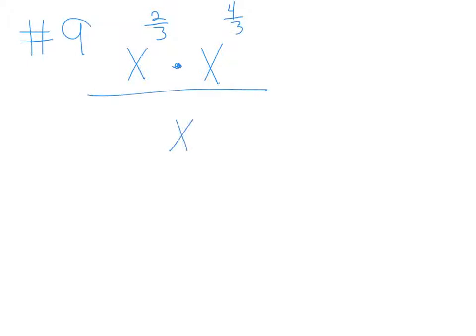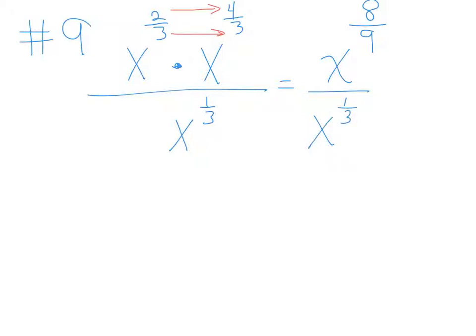Problem number 9. In number 9, you have to simplify the expression. So what you do with the numerators, if the base is the same, you just multiply the exponents. So since the base is the same, we're going to multiply the exponents, numerator times numerator, denominator times denominator. So it's going to be x, 4 times 2 is 8, 3 times 3 is 9. This is over x to the 1/3.